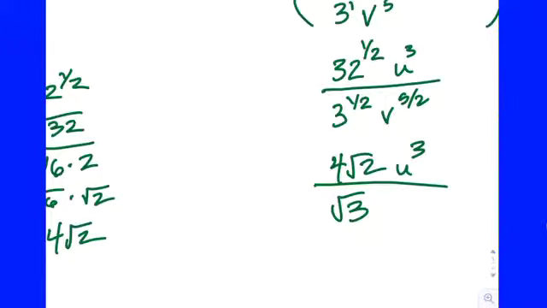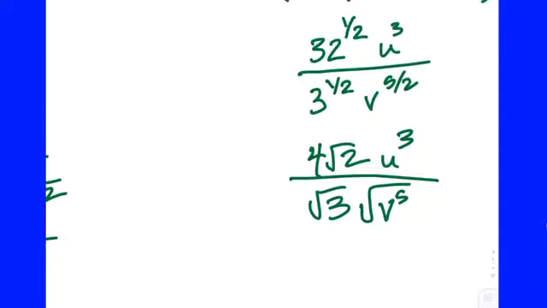And the last thing I'll do is rewrite v to the 5/2 as a radical. Is it the 5th root of v squared or the square root of v to the 5th? Square root of v to the 5th, yeah. Okay. So this is not a bad final answer.